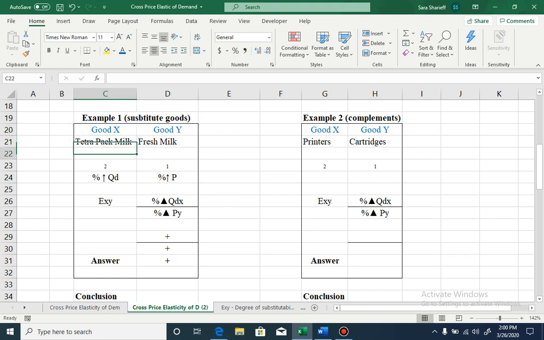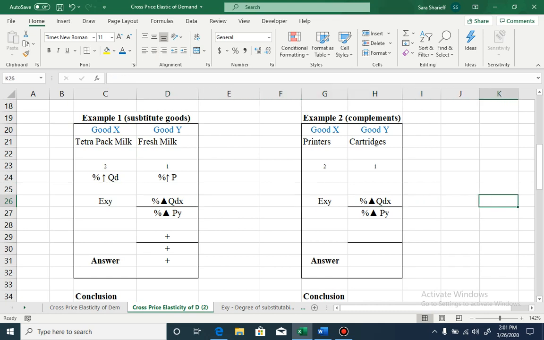Because these two variables, the numerator and the denominator, they always move in the same direction. If there is some percentage decrease in the price of fresh milk, there will be some percentage decrease in the quantity demanded of Tetra Pak milk, because now people will start substituting fresh milk for Tetra Pak milk. So once again, a negative divided by negative is always positive, right?